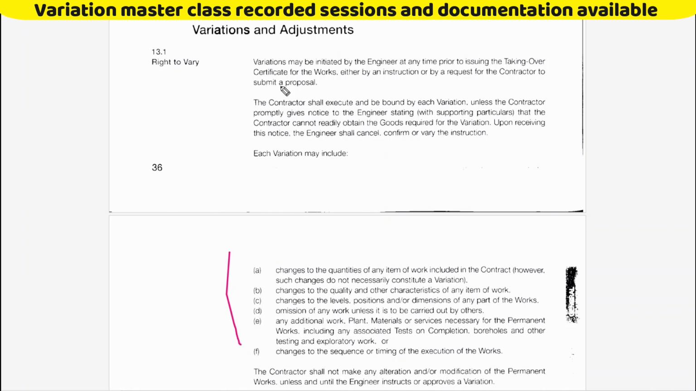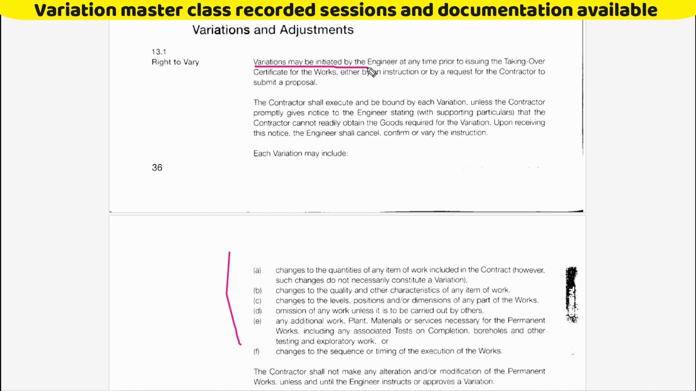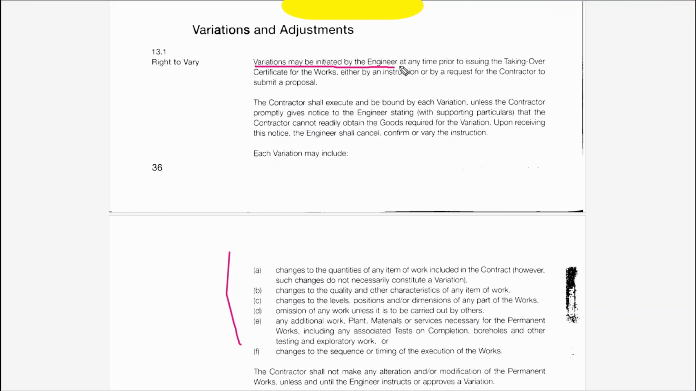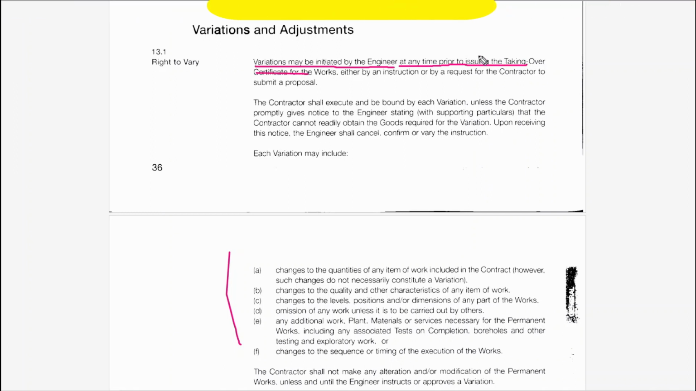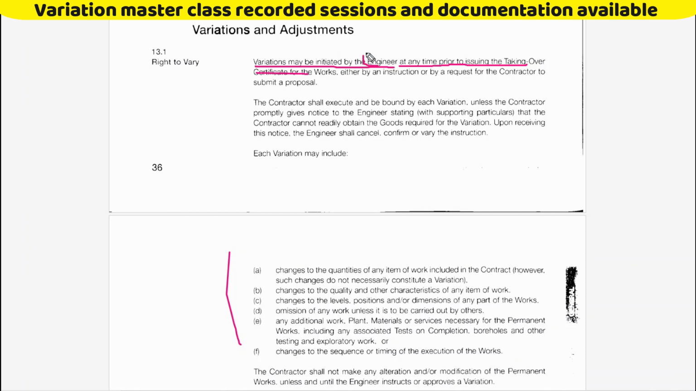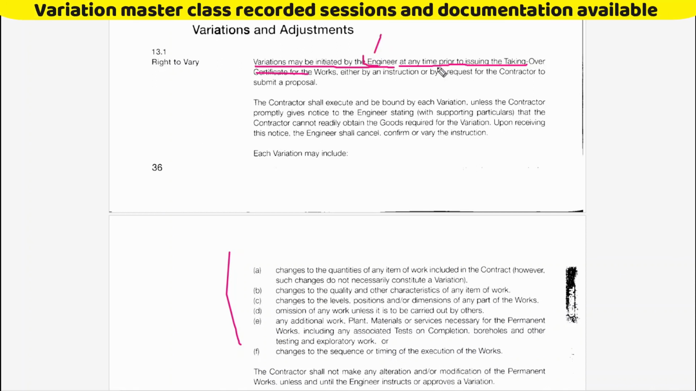Okay, the first one is like this: the variation may be initiated by the engineer at any time prior to issuing the taking over certificate. So before the taking over certificate, the engineer, meaning the consultant, can initiate the variation. This is an important FIDIC point. Right, this is the first scenario.